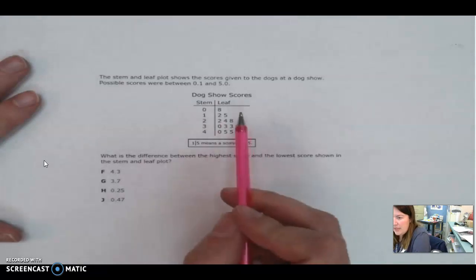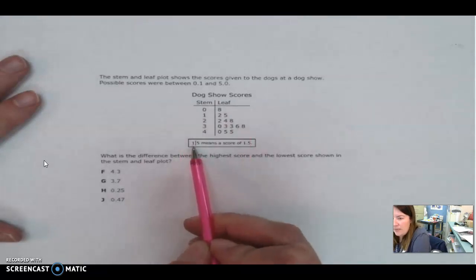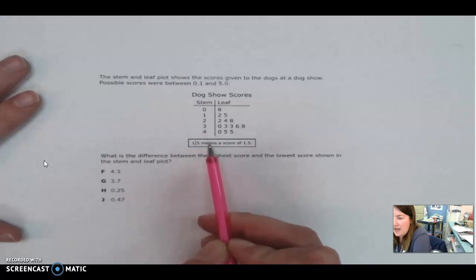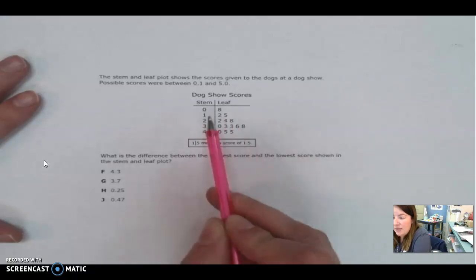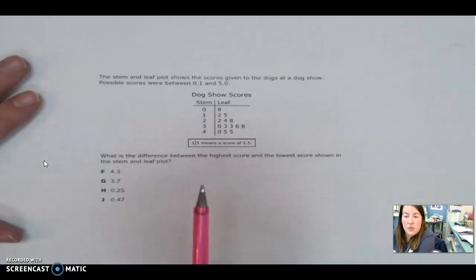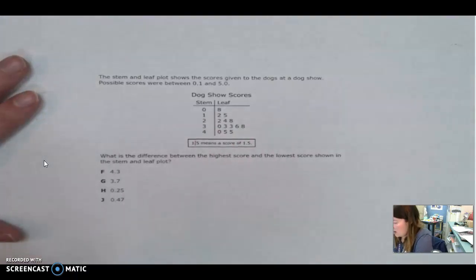Notice we have a stem and leaf, and look at the key at the bottom. It says the 1 and 5 doesn't mean 15, it means a score of 1 and 5/10, 1.5. So that's going to tell me to read this stem and leaf as if they are decimals, not whole numbers. All right, let's take a look at this problem.